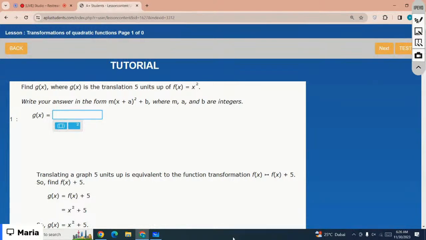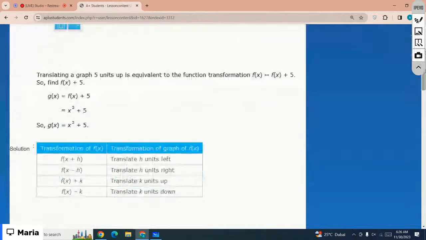So here is the table of the translations. If the function is translated h units left, the transformation is f of x plus h, right? And if the function is translated h units right, it would be f of x minus h. You are given the table, keep this table in your mind when applying the transformations. When you translate the function up and down, you have to add k. For up you need to add k, and for down you need to subtract k. You have to add and subtract k in the complete function, right?